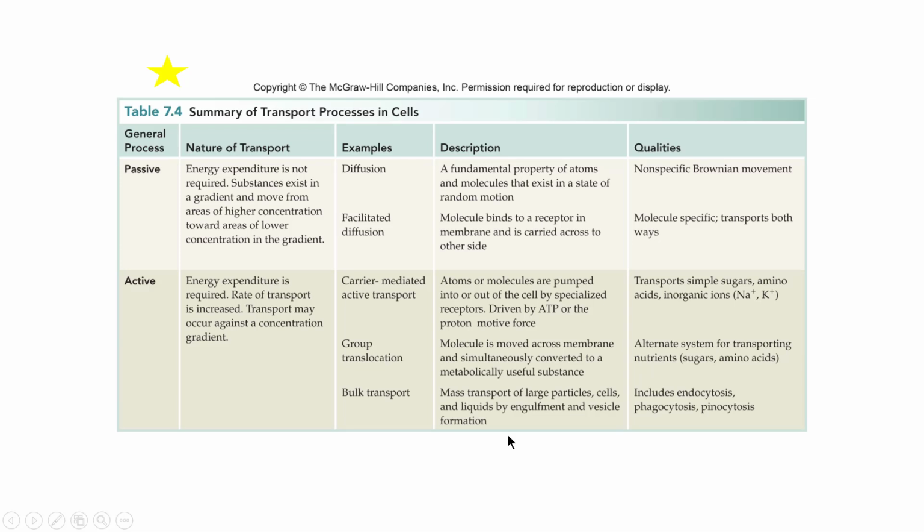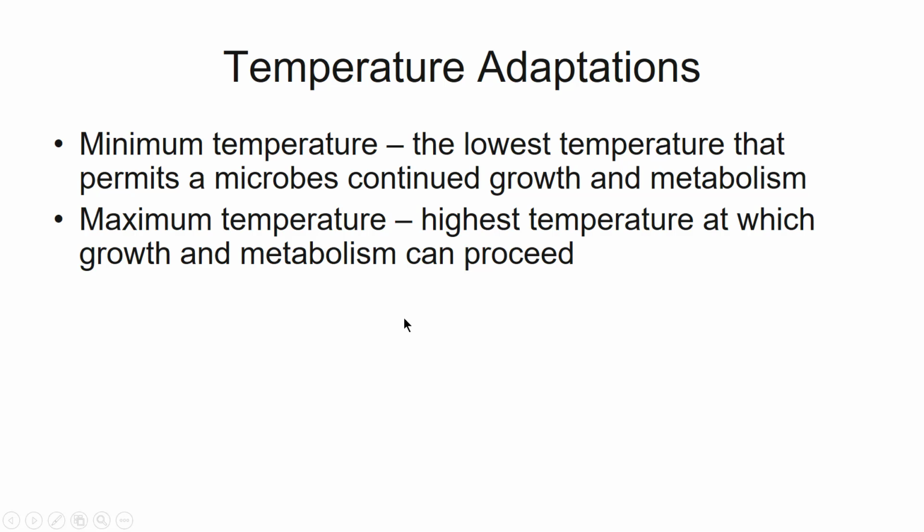Okay, this summary table here goes over passive and active, and you should be able to find this. This is from the previous chapter version. I apologize. You'll have a table similar to this now, chapter 9. So you can use that as a reference. Okay, temperature, as I mentioned, is a big factor.